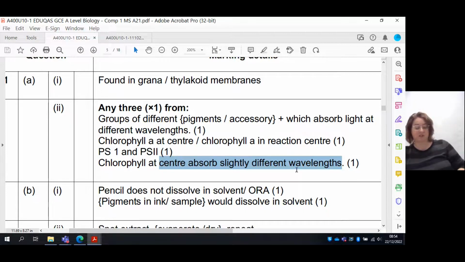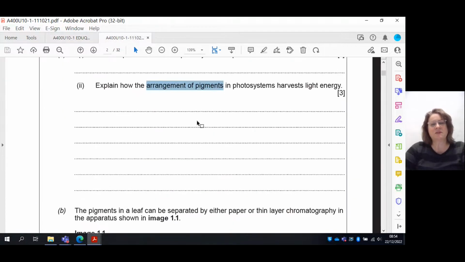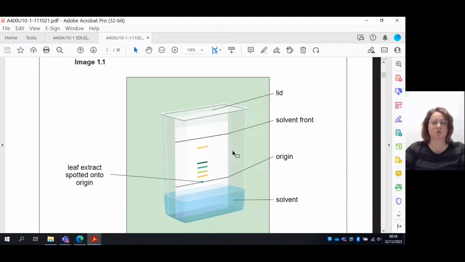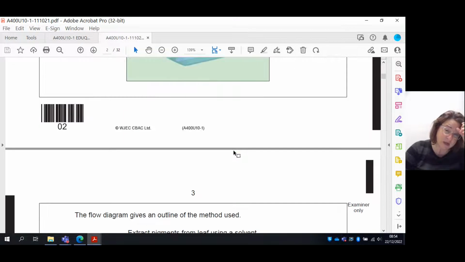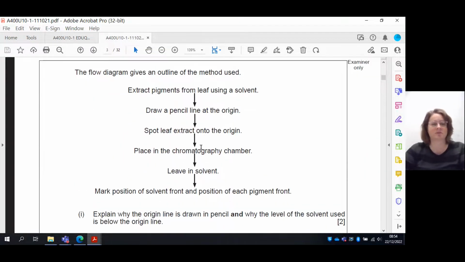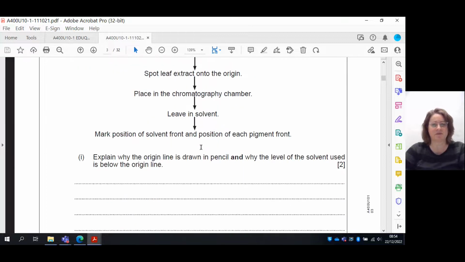This was a tough question to start with. So if that went a little bit wrong, do not beat yourselves up. Moving on to something that may be almost a bit too simple. It describes the whole chromatography process, as you did as a practical already: extracting the pigment, solvent, pencil line, and so on, spotting the leaf.